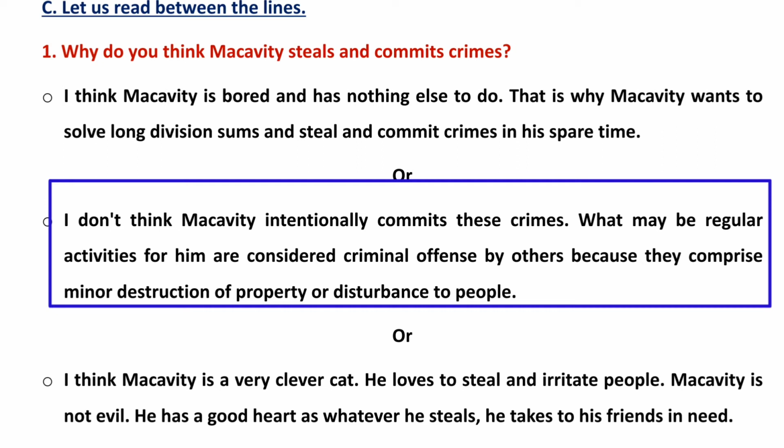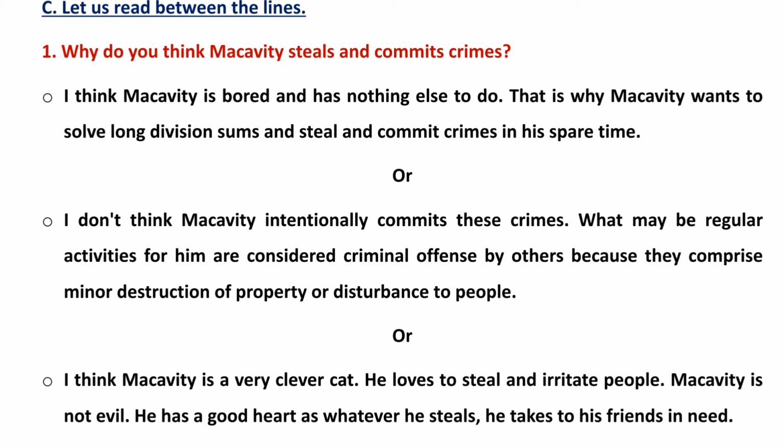Look at that. What may be regular activities for him are considered criminal offenses by others because they comprise minor destruction of property and the disturbance of the people. Yes, you know that already. The three more examples I have given you, how he disturbed the greenhouse and the dog, even the larder of the place, everything we have learnt very clearly. So these disturbances automatically disturb the common people. So that's why the regular activities of the cat are considered criminal offenses. Look at the next one.